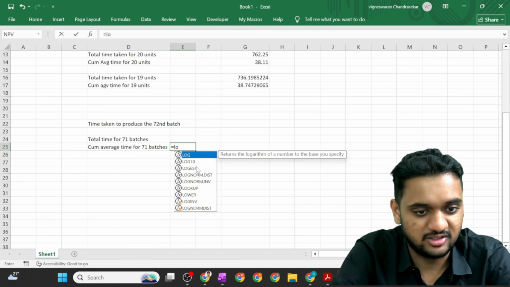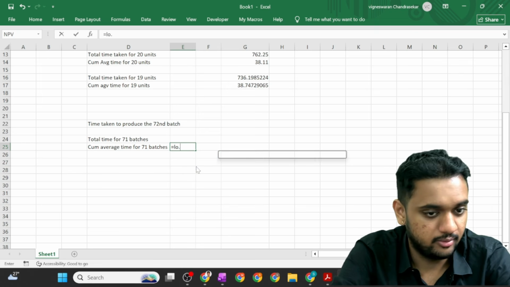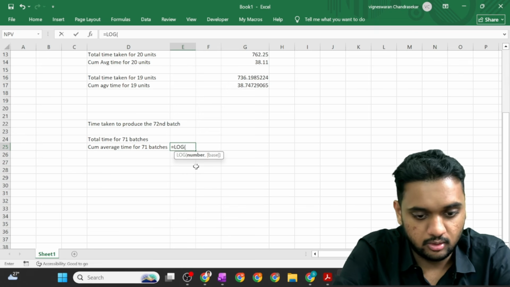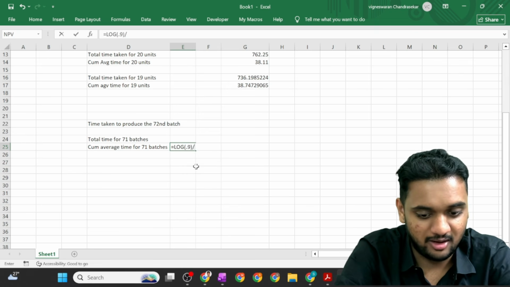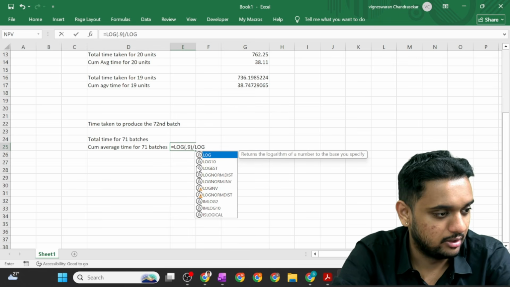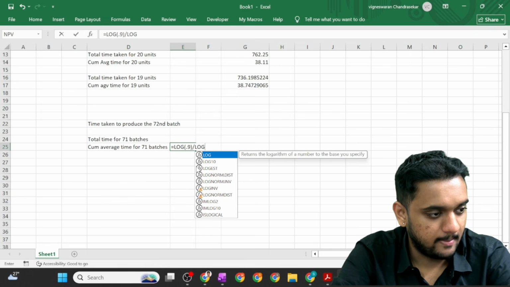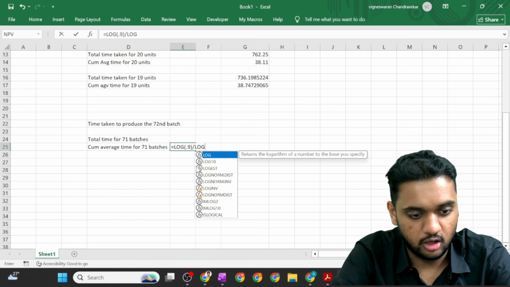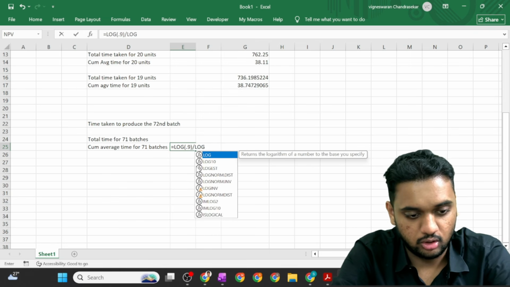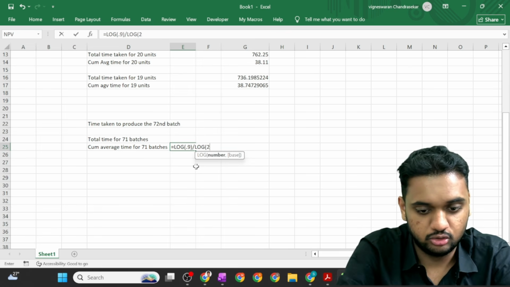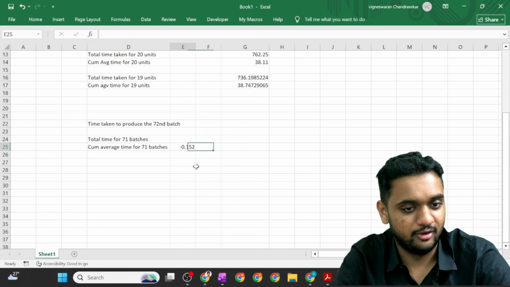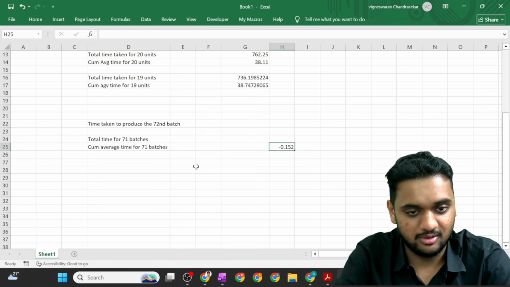Tab. 90% means 0.9. Then 0.9, close brackets, divided by log of tab 2, close. Enter. Log 2 point minus 5, we got that. Keep this aside.